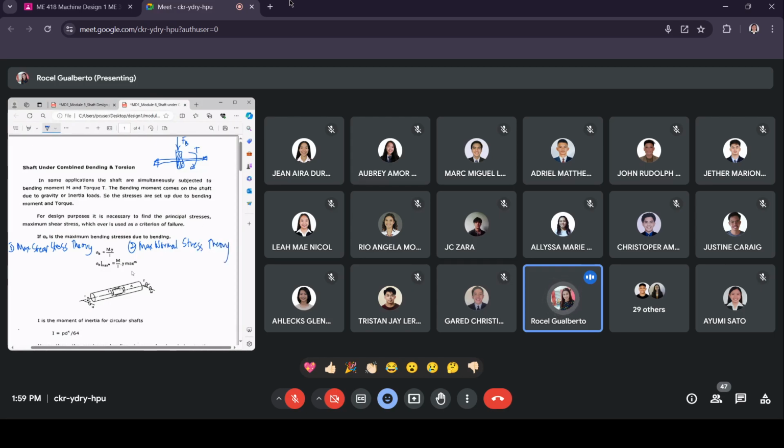Okay, so these are the two theories. So what do these theories say? The first one, the maximum shear stress theory, reveals that when you combine bending and torsion and subject a member to this kind of loading, machine members tend to have more twisting rather than bending. So the dominating stress would be that of the torsional shear.